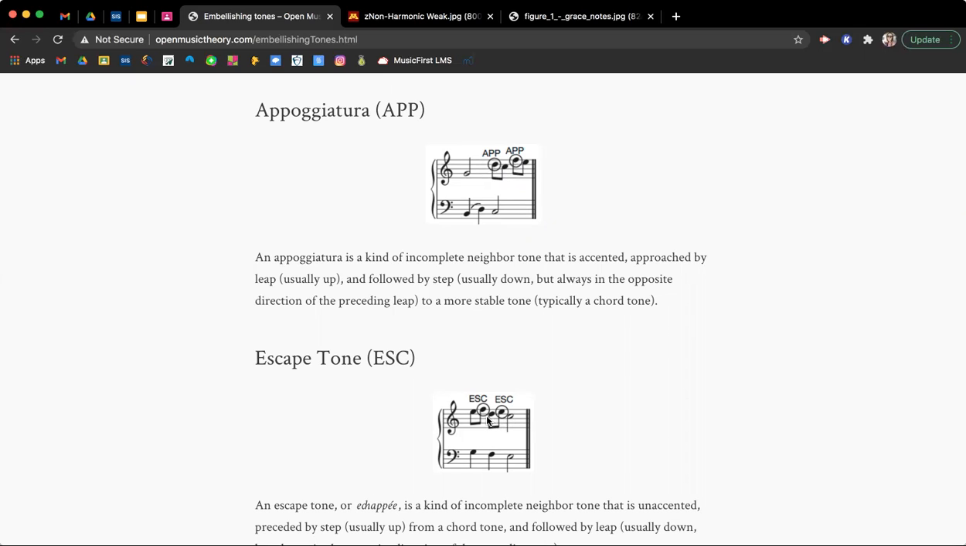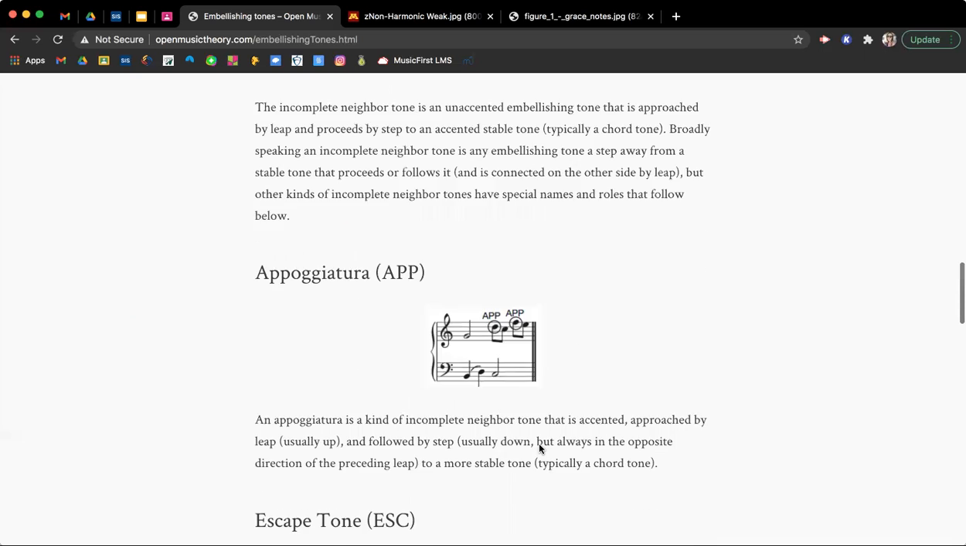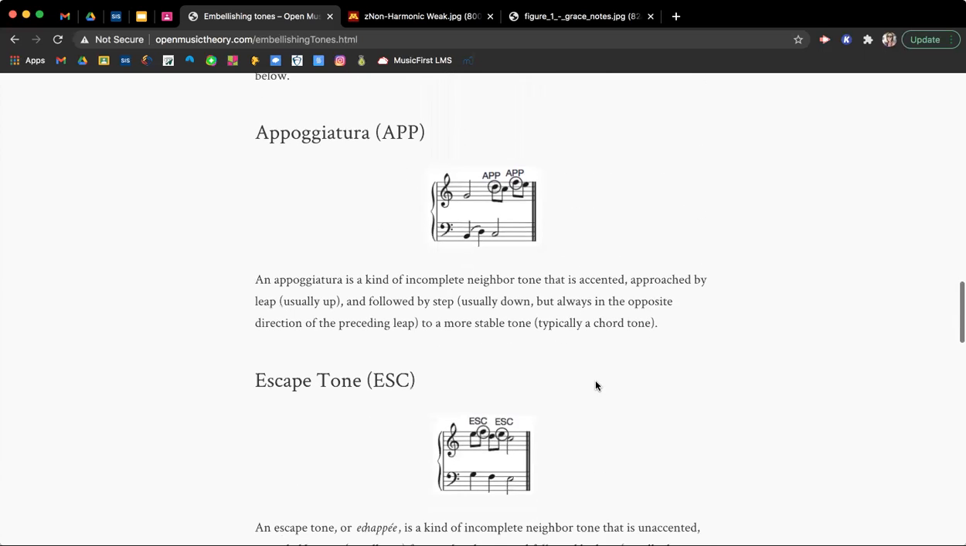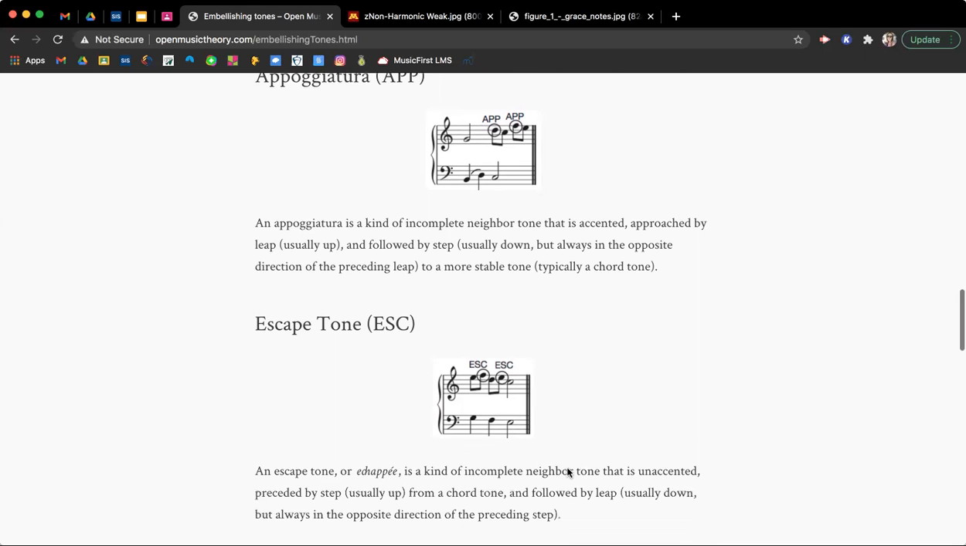Escape tone is the opposite. It's step and leap. So here we step up, leap down, step up, leap down. You could have an example where you step down and leap up. But these are two examples of what sometimes are called incomplete neighbor tones, but really if you want to be more specific, you'd classify it as either an appoggiatura where you have a leap set against a step in opposite directions, or an escape tone with a step against a leap in opposite directions.